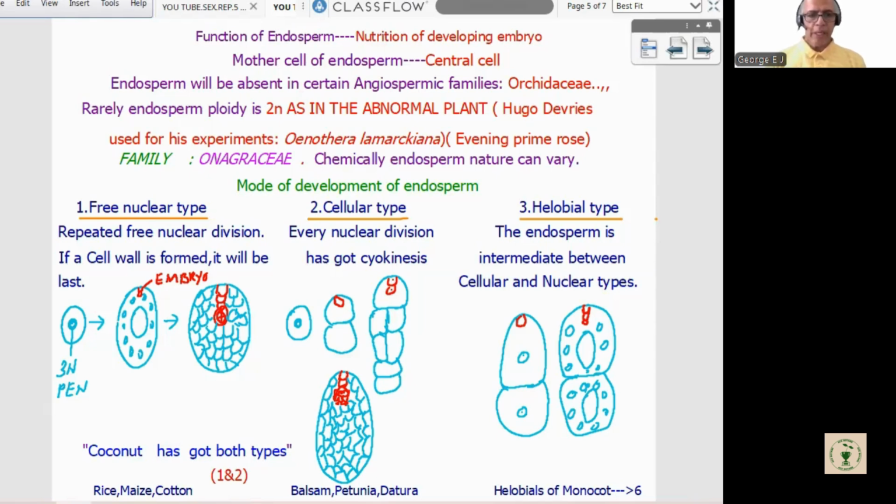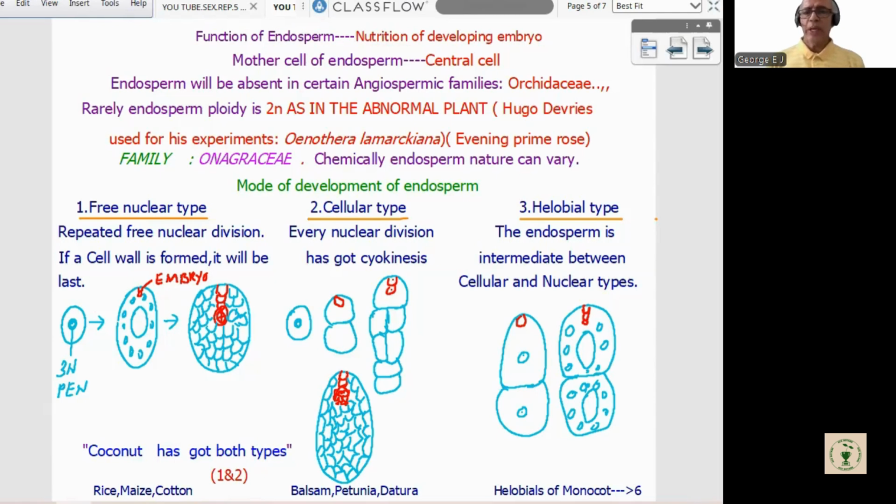A typical example for it is graminaceous members: rice, maize, and cotton. Cellular type, from the term itself, we can guess every nuclear division has got cytokinesis. So after each division, a cell wall will be formed. It is commonly seen among balsam, petunia, datura. Many names are there, only 1 or 2.